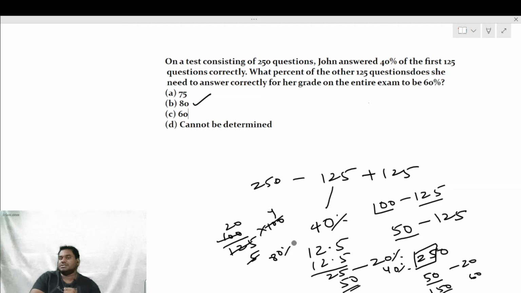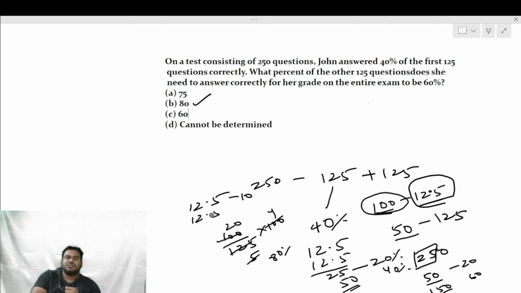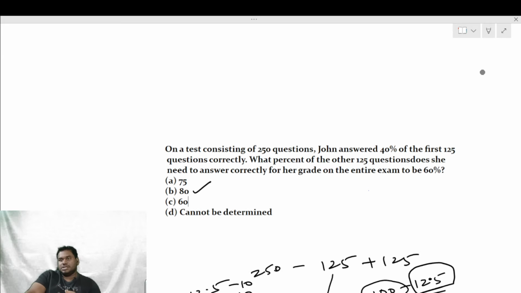You got the answer. Or else, 100 marks in 125, how can you say it as a percentage? In 125, 12.5 is 10%, and another 12.5 makes 20%, which is 25. So 80% is 100. You can do it in any way, based on your grip on percentages.